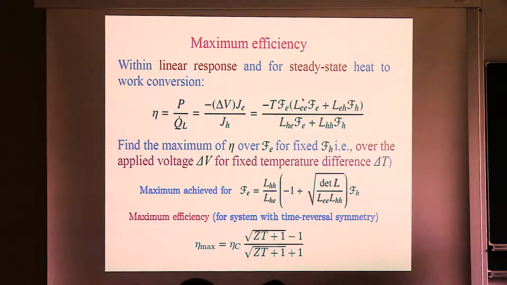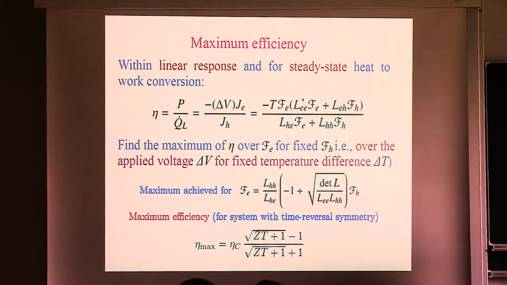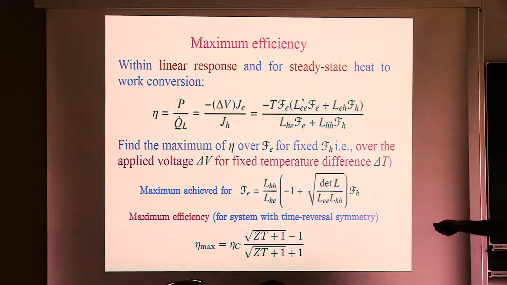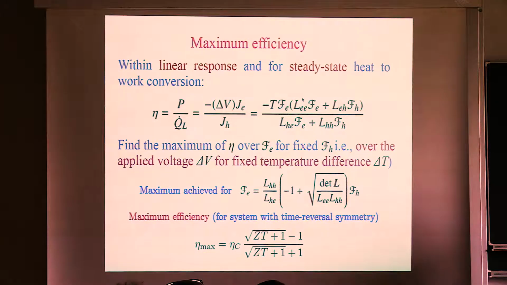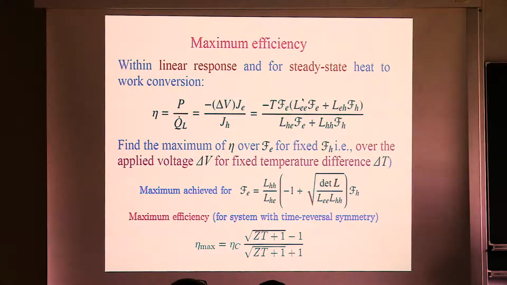So within linear response, you can again consider the question of maximum efficiency and efficiency at maximum power. Within linear response, it's easier to get some universal results. Here I write efficiency as power, voltage times electric current, divided by heat current, and I substitute for electric and heat current the expressions from linear response. Then I say, okay, the temperature difference is given, but I can optimize efficiency. I want to find maximum efficiency. I can optimize over the voltage I apply for a given temperature difference. And then you get the maximum for some ratio between voltage and temperature difference, between thermodynamic forces.